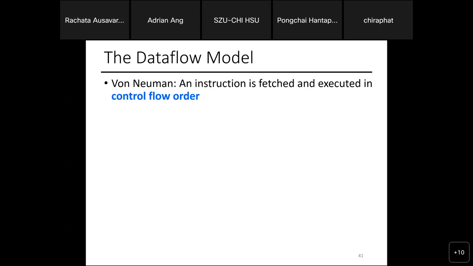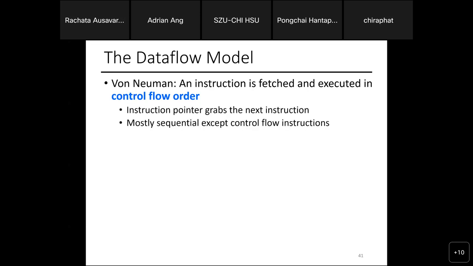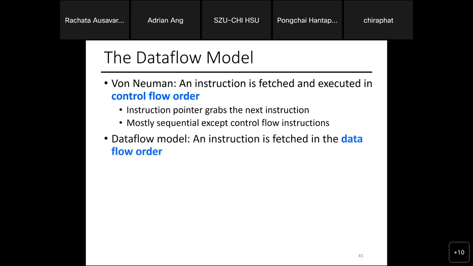All right. So von Neumann, you run the instruction control flow order, which means that whatever your code is, you go from your code, like first line to the last line. So that's control flow, right? You go, here's the line you're running, execute, finish, go to the next line, execute, finish, go to the next line.